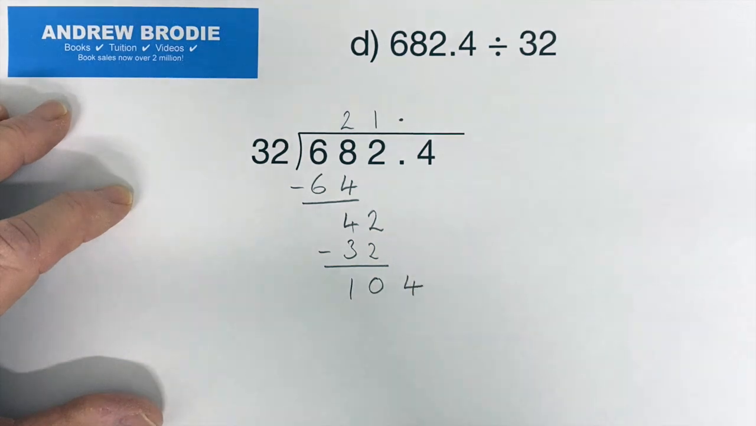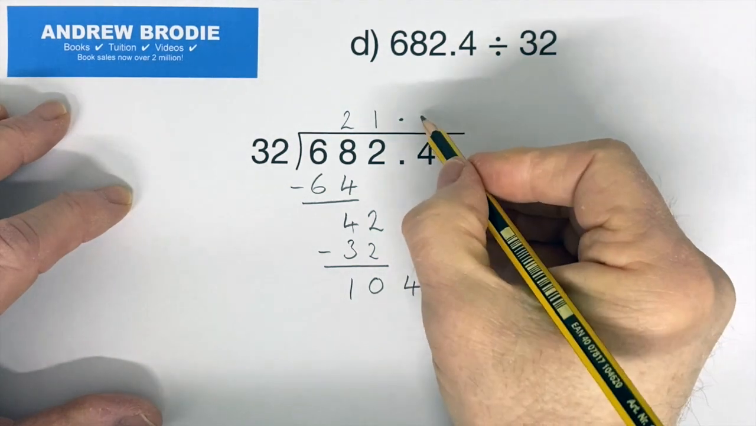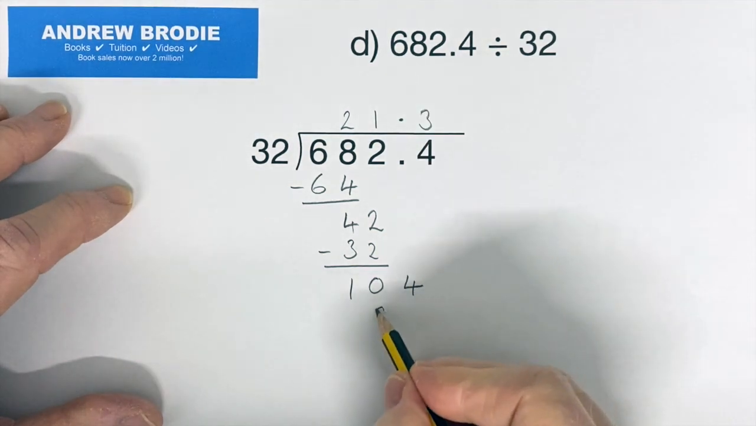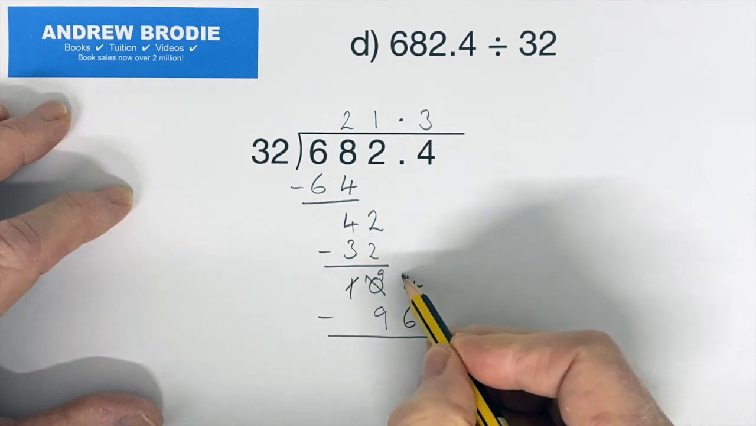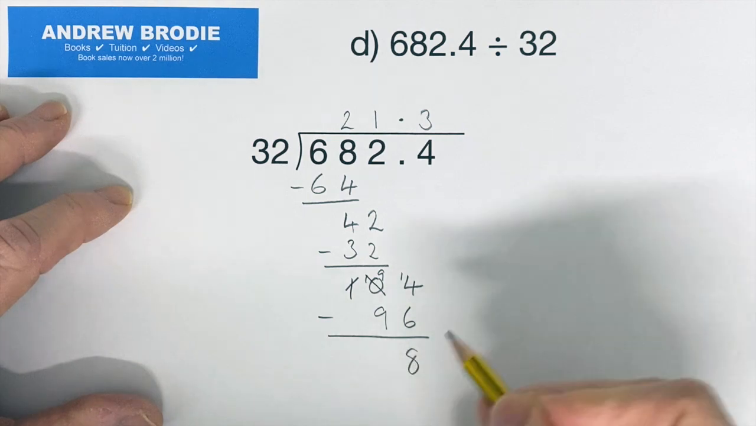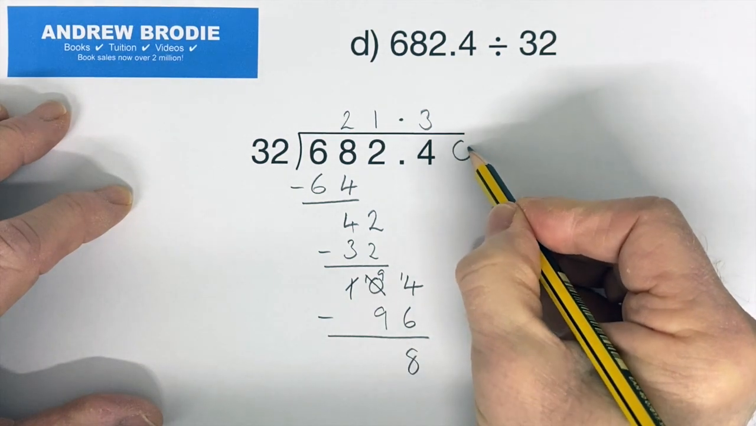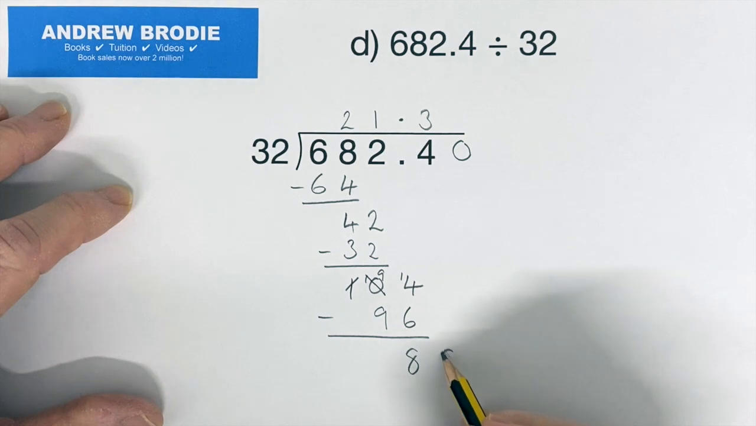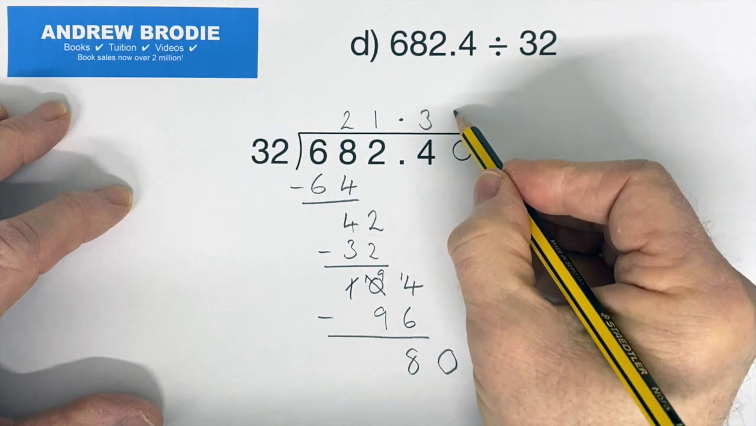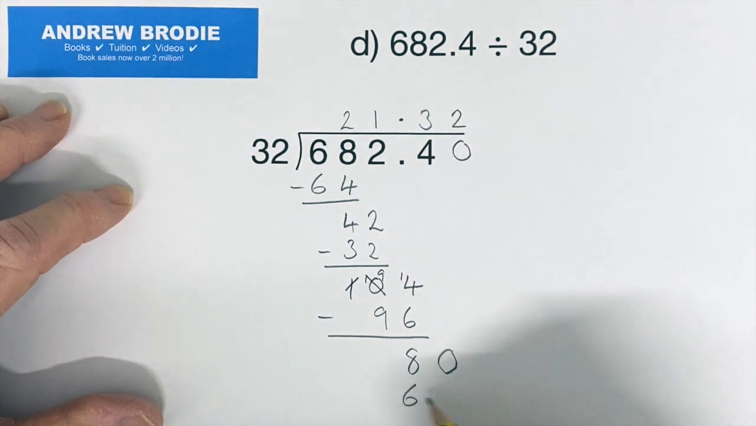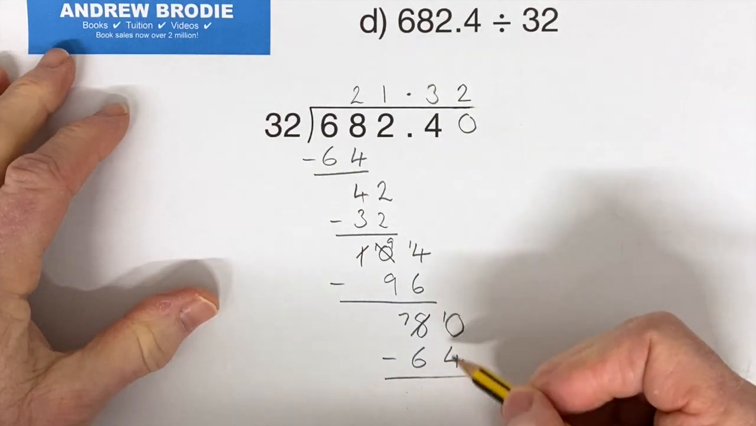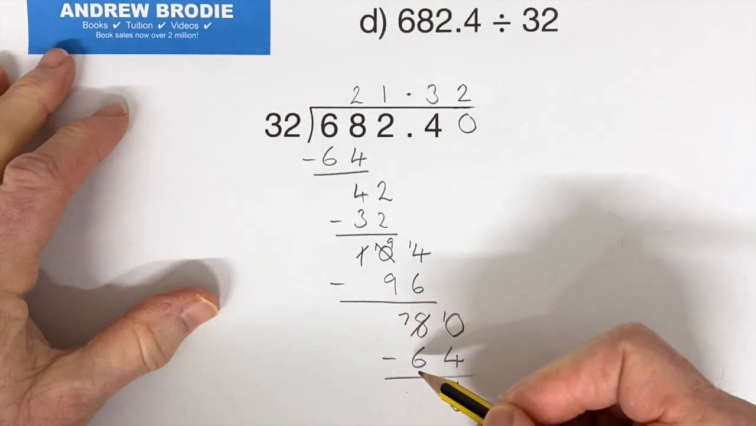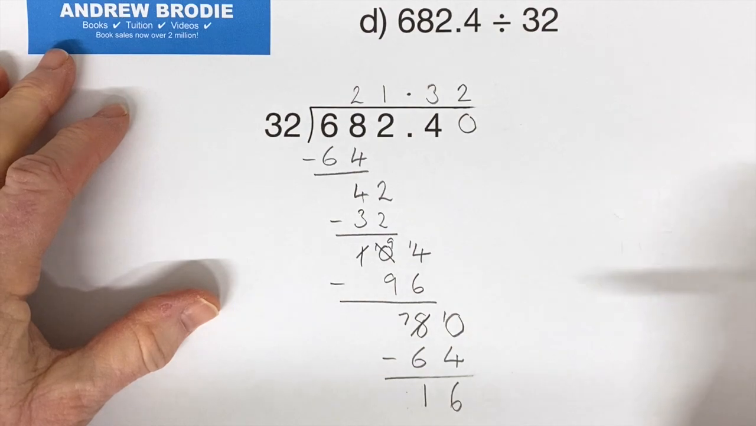Bring down that 4. How many 32s in 104? There are 3. 3 32s are 96. 4 take 6 I can't do. 14 take 6 is 8. Now we're going to have to put an extra 0 in. Bring that 0 down. How many 32s in 80? There are only 2, because 2 32s are 64. Take the 64 away. 10 take 4 is 6. 7 take 6 is 1. So we've got 16 down there.